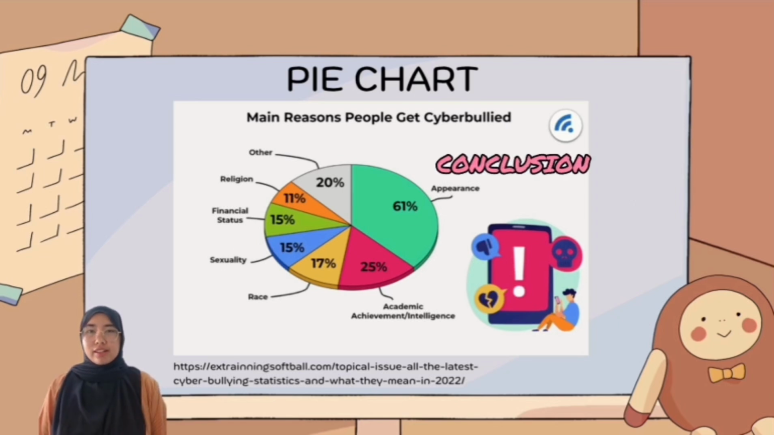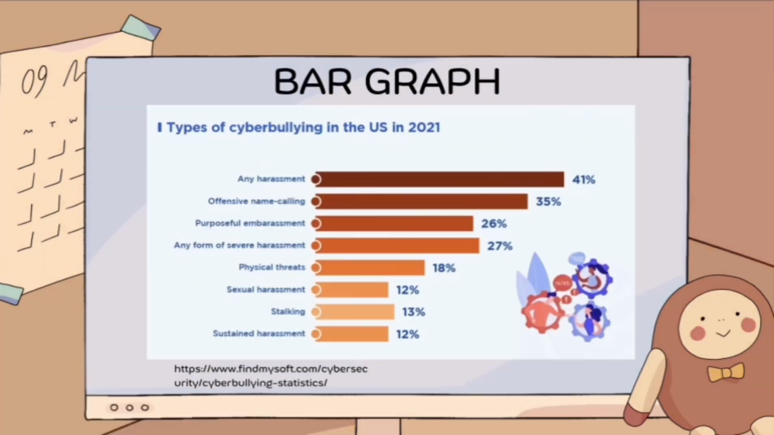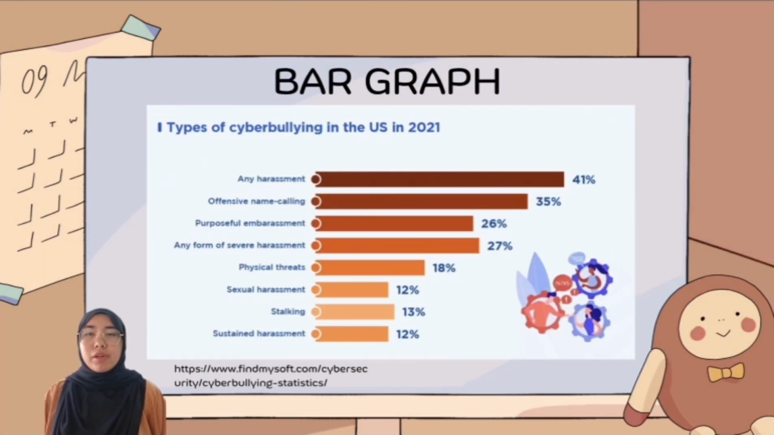In conclusion, appearance was the most common reason people were cyberbullied, while religion was the least common. Next, I will be explaining about the data analysis for the bar graph. The diagram represents the types of cyberbullying in the United States in 2021. The survey was carried out among residents in the US.